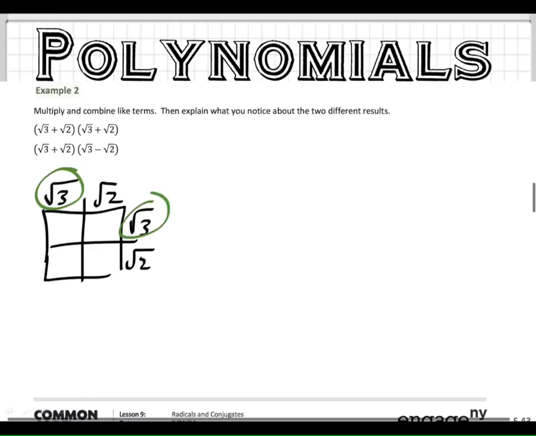So if we go radical 3 times radical 3, we get radical 9, and that will simplify. Radical 3 times radical 2, we get radical 6. That one will not simplify. Radical 2 times radical 3 is radical 6. And then we have radical 2 times radical 2. That will simplify. Normally when you multiply like radicals, it will simplify when you go to simplify it. So this one's going to be a 3, because the square root of 9 is 3.